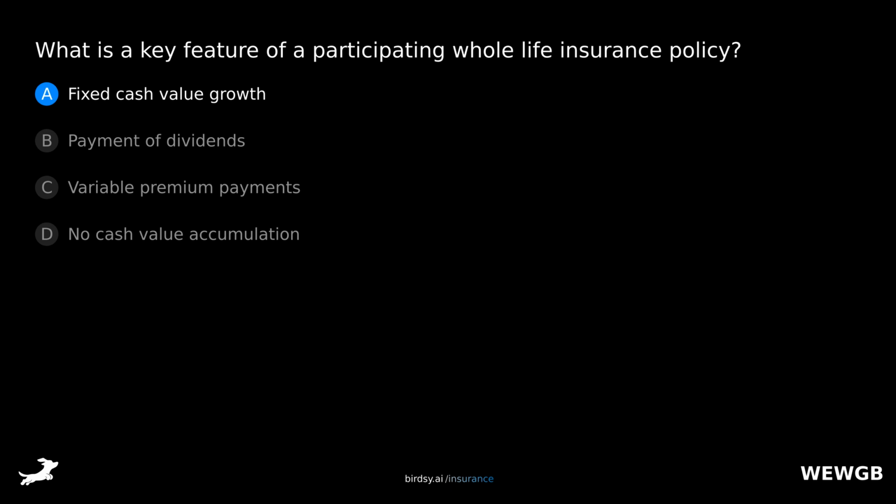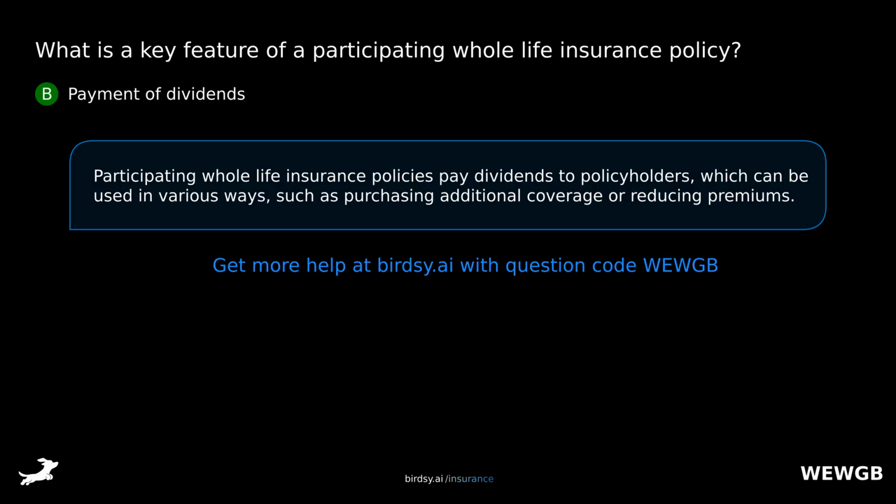Is it A, fixed cash value growth, B, payment of dividends, C, variable premium payments, or D, no cash value accumulation? The answer is B, payment of dividends. Participating whole life insurance policies pay dividends to policyholders, which can be used in various ways, such as purchasing additional coverage or reducing premiums.